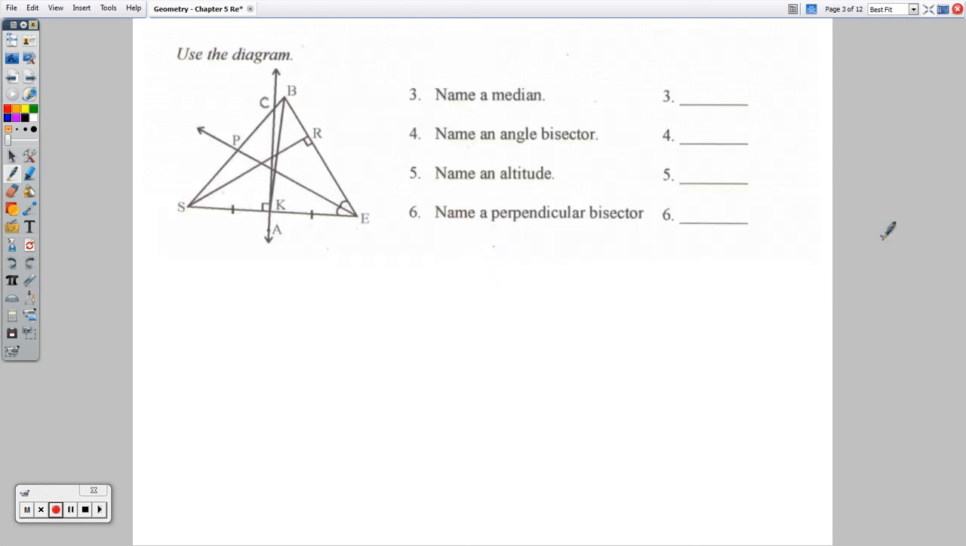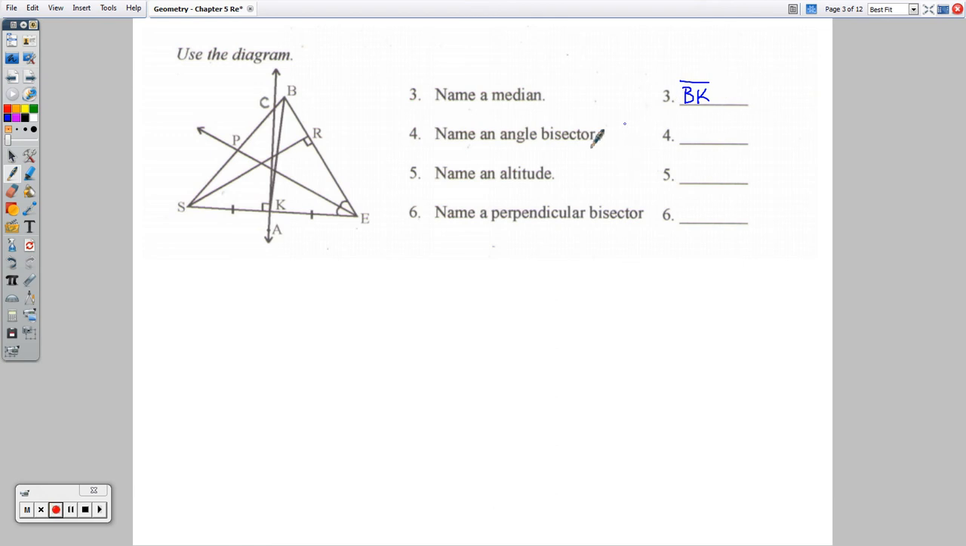Number 2 is done. Number 3, name a median. So a median is going to connect a midpoint to an opposite vertex. So for an example of a median on this one, the only midpoint we have for sure here, because of this and this mark, would be K. And so K, connecting to the opposite vertex, would be B. So KB or BK, you could say that either way. That's going to be that segment. It looks like K is a point on AC. So K is that point right there. So we would have to say BK, or you could say KB.